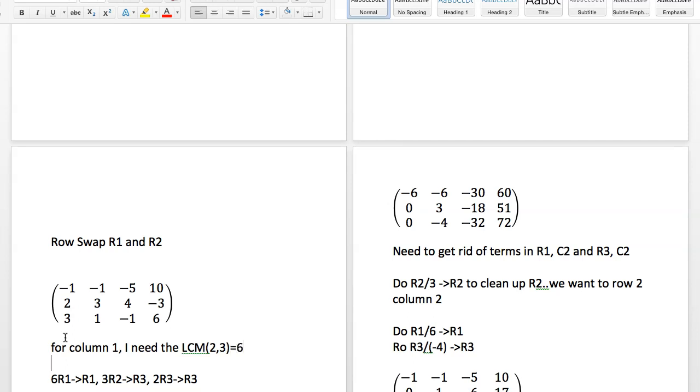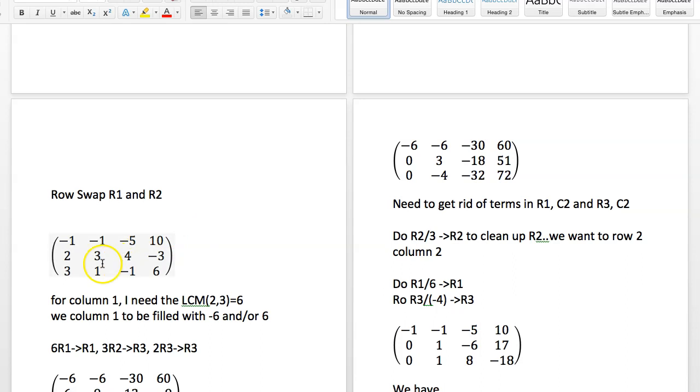So we need column 1 to be filled with either 6s or neg 6s. It doesn't matter if it's neg 6 or pos 6, but we need column 1 to be filled with 6s of either sign. So I'm going to multiply row 1 by 6, because I need to turn neg 1 into 6. But if you multiply that guy by 6, you have to multiply all its buddies in row 1 by 6. So you get neg 6, neg 30, and 60.